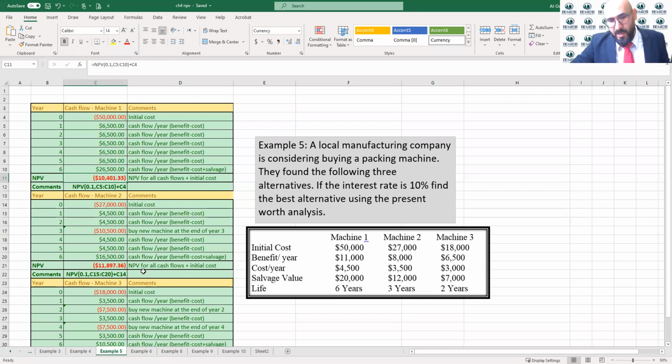Now there's a video on the infinite life, unlimited lifetime for projects such as bridges, hospitals, parks, etc. These are usually government projects. So there will be a video on how to find the capitalized cost or the present worth analysis for these kinds of projects, the unlimited life for these projects.